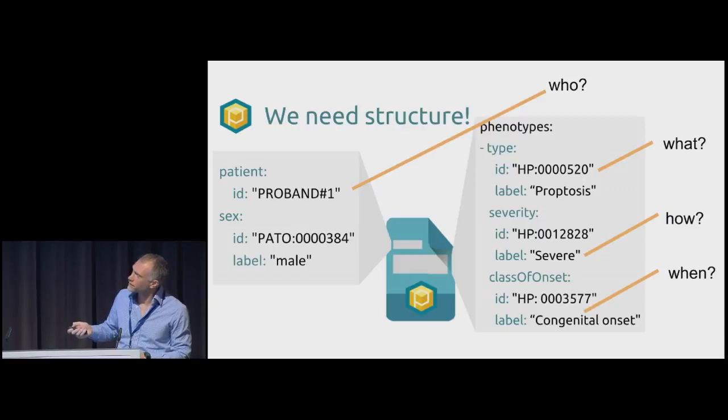So we're using the PATO ontology here to say that this is a male. And then we've got the Human Phenotype Ontology being used here to describe the proptosis that's going on in this patient. And so they've got a severe case of proptosis, and it's a congenital onset.